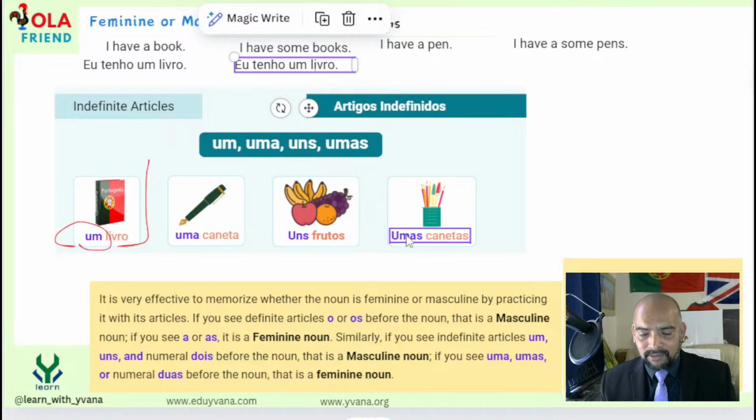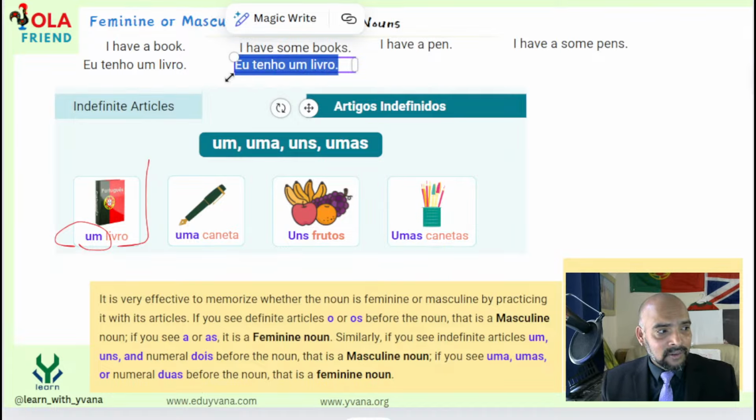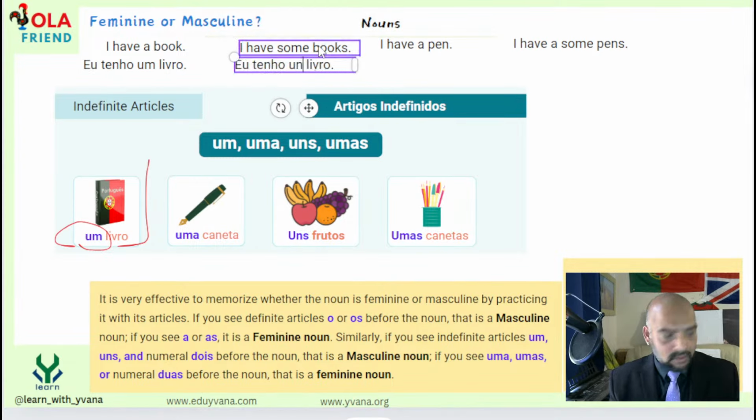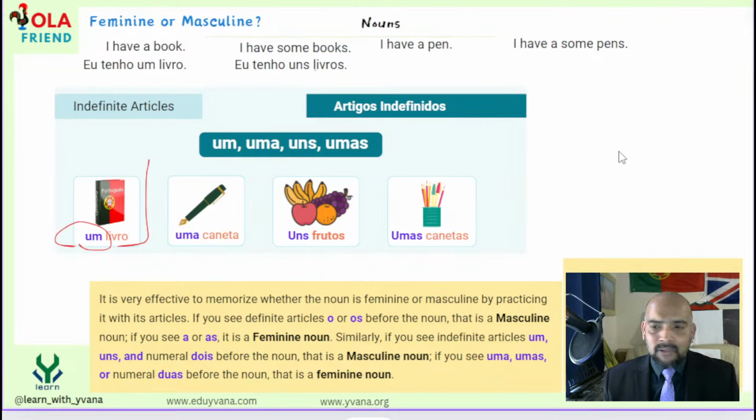So you can say uns livros. That is the question, to say "some." Livro is a masculine word, so we can say "eu tenho," and for some books we say "eu tenho uns livros." Uns livros, I have some books. You can say it like this: eu tenho uns livros, okay?